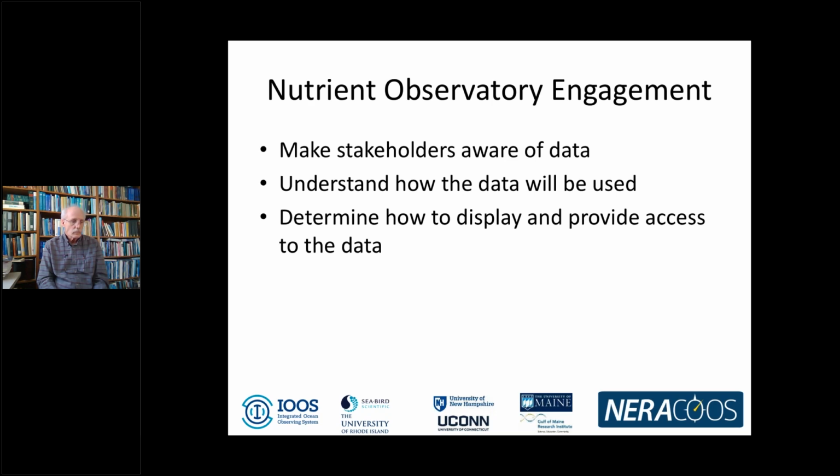However, we are transitioning with support from IOOS and support from the EPA. We will be transitioning some of these sensors into operations, and we will continue our engagement activities to make sure that the data can be effectively used.